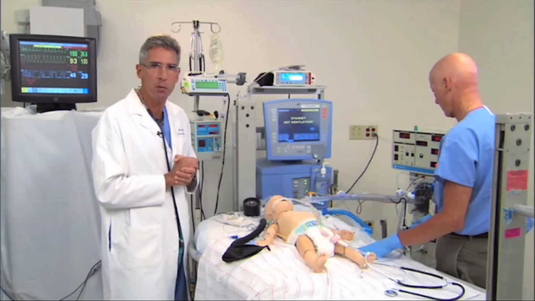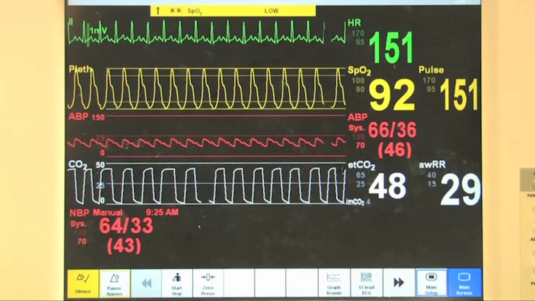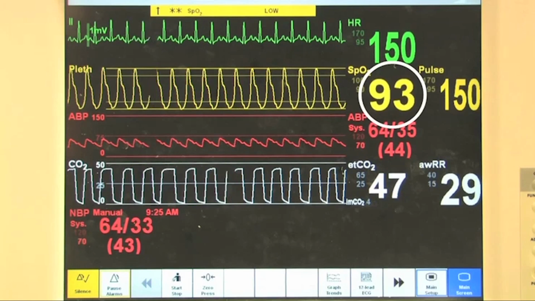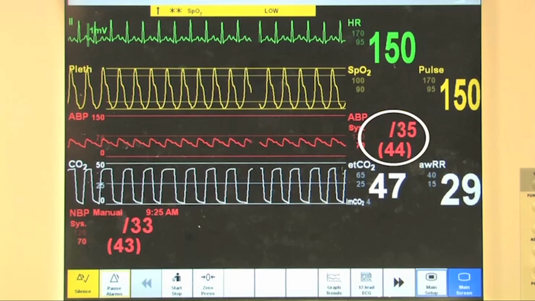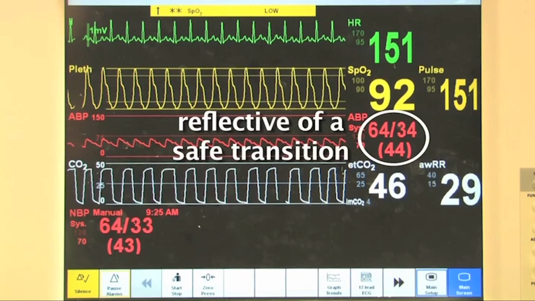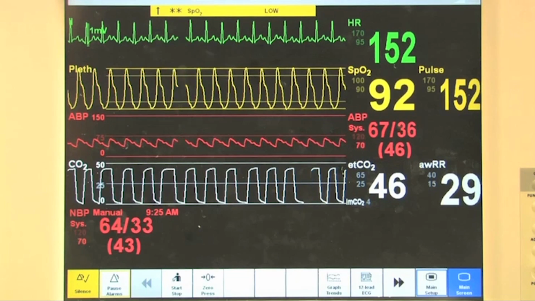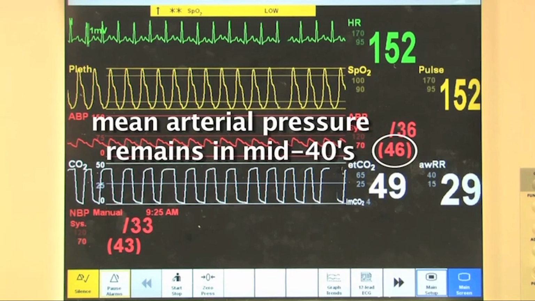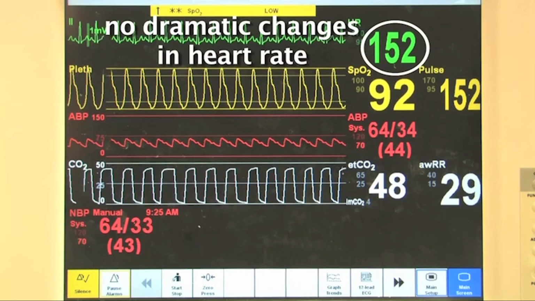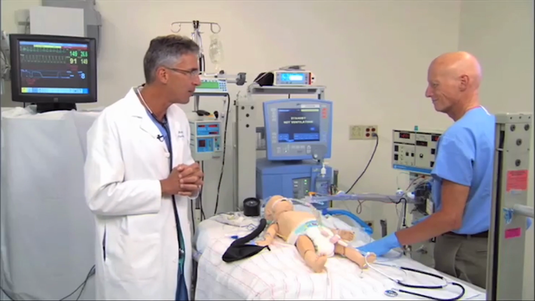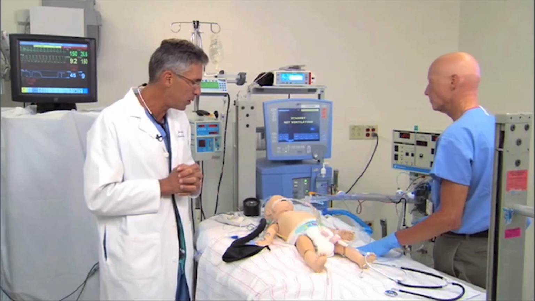Rarely do we increase the inspiratory time. That potentially can greatly increase the transmission of distal pressure change. So we will increase the inspiratory time only under extreme circumstances. And with the settings that Barry's just mentioned, we have a saturation of 93%. Our hemodynamics reflect, I think, a safe hemodynamic transition. Our mean arterial pressure remains in the mid-40s, and our heart rate hasn't changed dramatically. So, Barry, I think you should pat yourself on the back. I think this was a successful transition to high frequency.